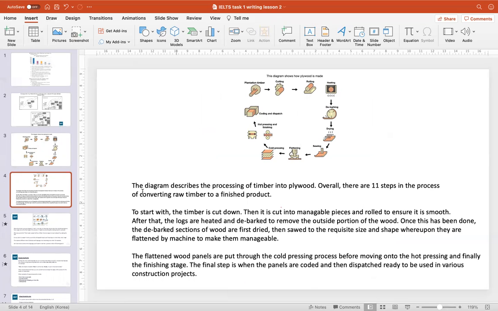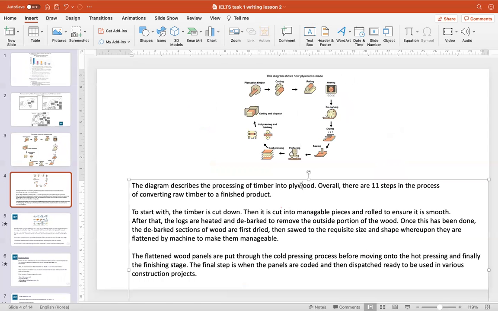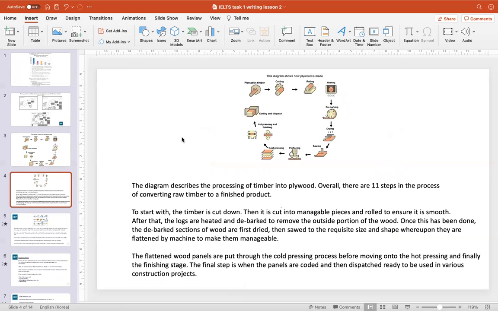But for process, it's going to be like this: an opening sentence, and then an overview, and then information on the specific stages of the process.